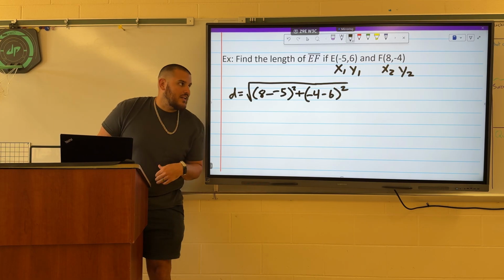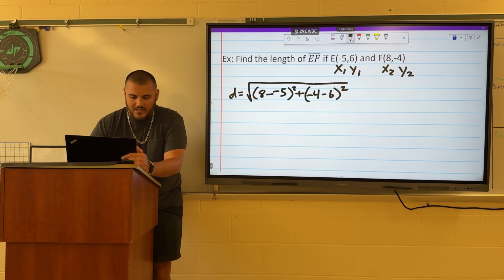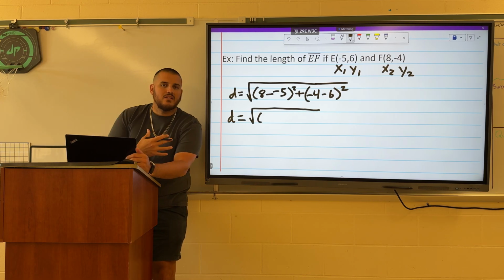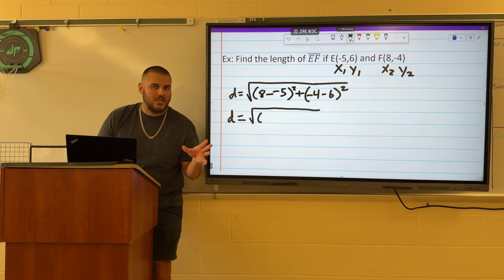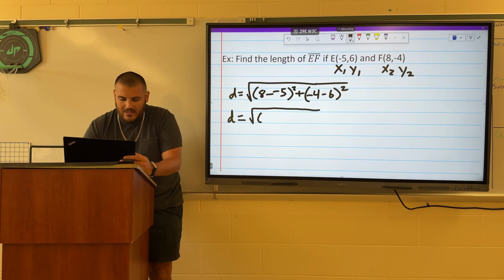So plugging everything in carefully from there, we're following order of operations. First thing I need to do is my parentheses. So I'm doing 8 minus negative 5. You guys have access to calculators in class and at home. Use them. Don't make any silly errors with your subtracting and adding with negatives. 8 minus negative 5 is positive 13. Negative 4 minus 6 is negative 10.